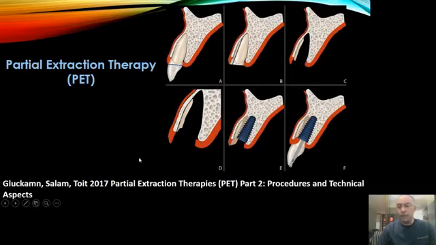Gluckman and Salama have two-part studies showing step by step what we know exactly about the therapy so far. It was published in 2017.